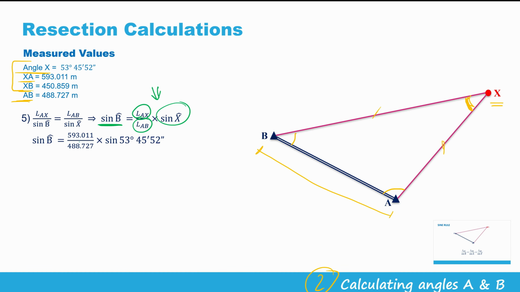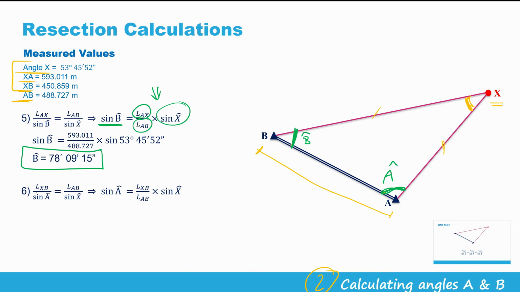Let's use the numbers. The length of AX is 593.011 meters, divided by the length of AB, 488.727, times sine X. X is 53 degrees, 45 minutes, and 52 seconds. Using inverse sine, you can get the value of angle B, which in this case I have calculated to be 78 degrees, 9 minutes, and 15 seconds. So this is the value of angle B. Now let's calculate angle A.